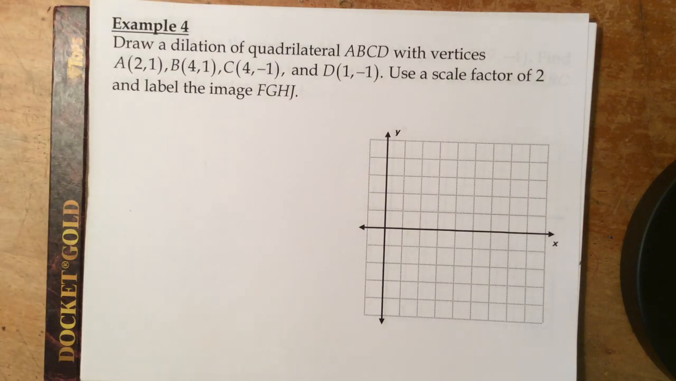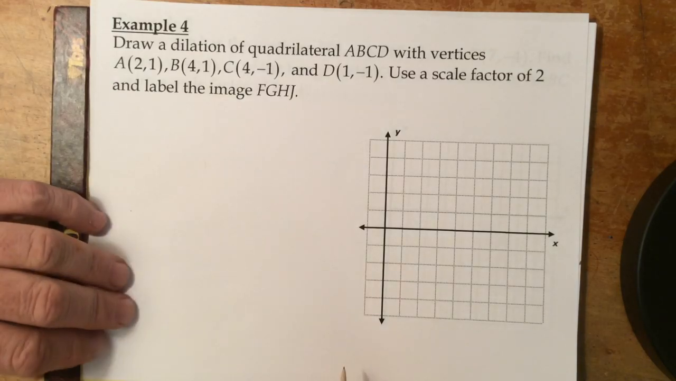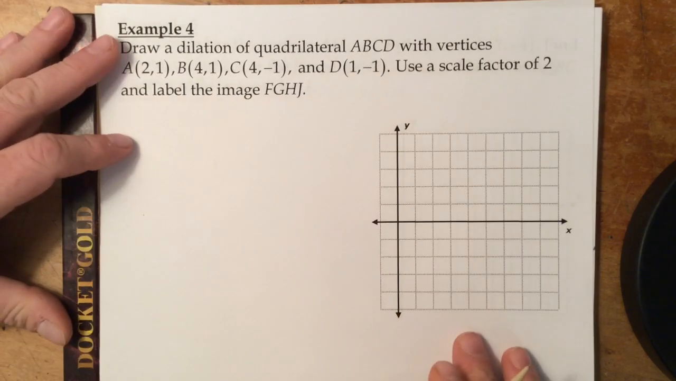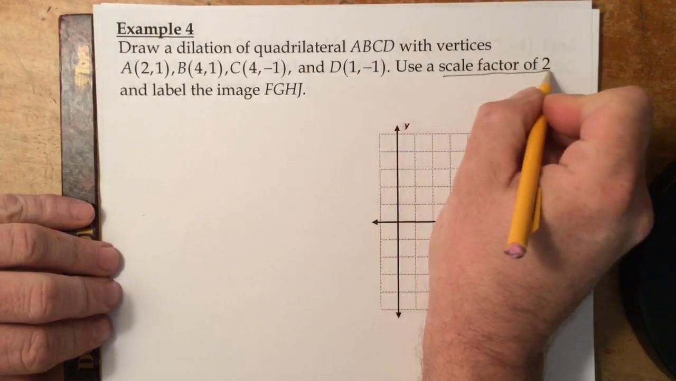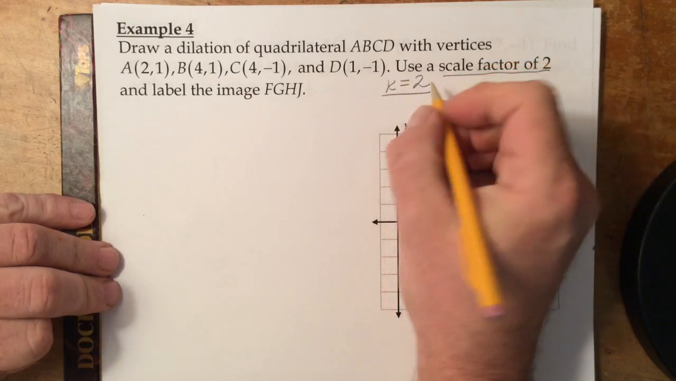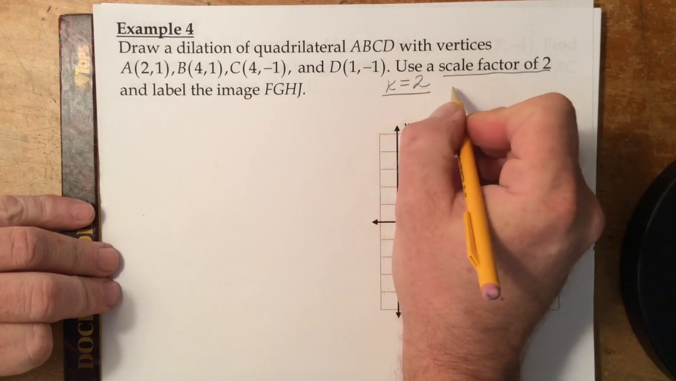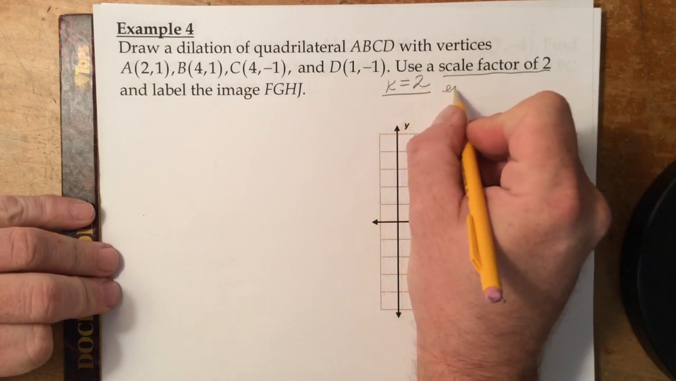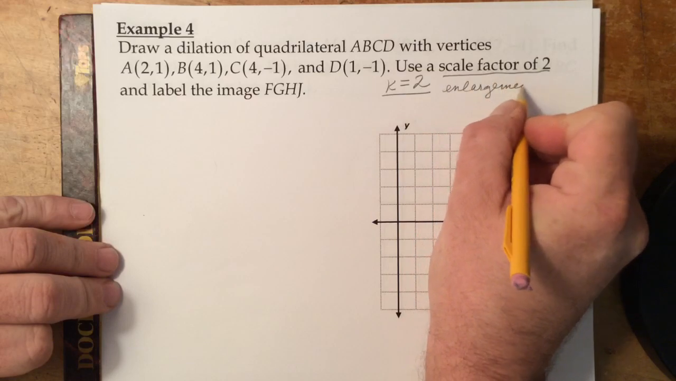Example 4. Draw a dilation of quadrilateral ABCD with vertices at A (2, 1), B (4, 1), C (4, -1), and D (1, -1). Use a scale factor of 2 and label the image FGHJ. Okay, so to start off, our scale factor is 2. That means K is equal to 2. Since 2, or K, is greater than 1, this is an enlargement.